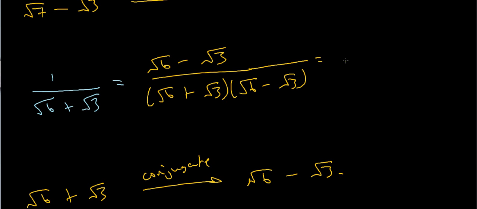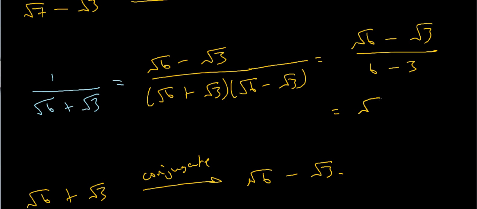And again, using the difference of two squares, I can tell what's going to happen. So this is root 6 minus root 3 divided by something. Well, I've got root 6 plus root 3 times root 6 minus root 3. This is again the difference of two squares, and in this case it's just root 6 squared minus root 3 squared, which is 6 minus 3. That's the same thing as the square root of 6 minus the square root of 3 divided by 3. So that's how I rationalize the denominator of this fraction.